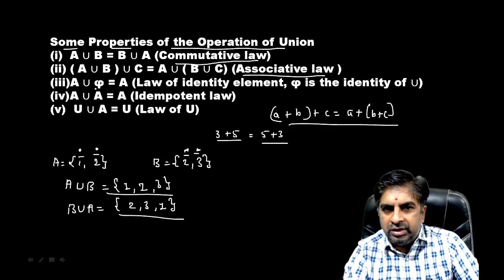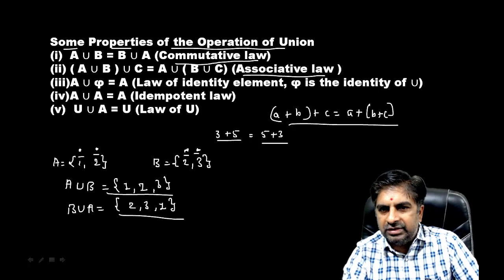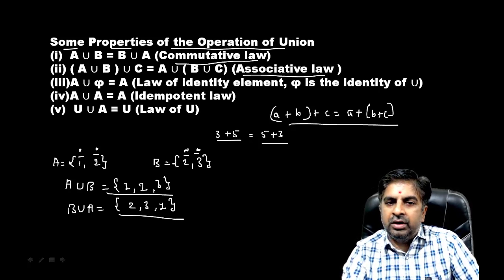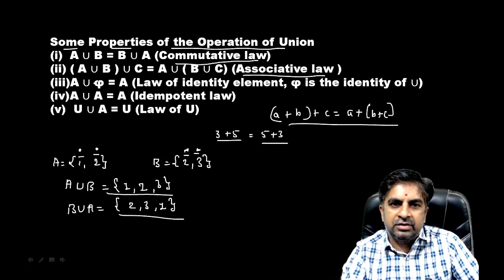Now A union null set: if you are having a set A and nothing inside a set B, that will be equal to A only. This is the simple law of identity they are telling. A union null set means if nothing is unioned, then the same A will come as your answer.